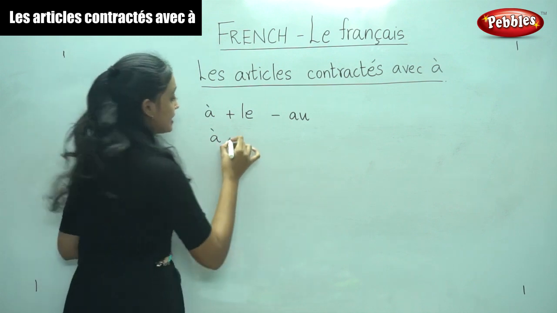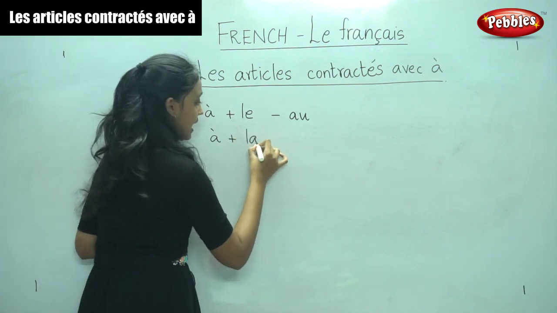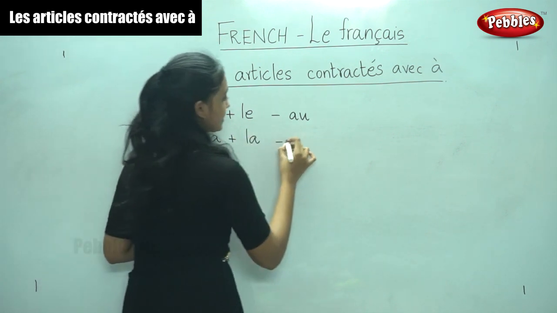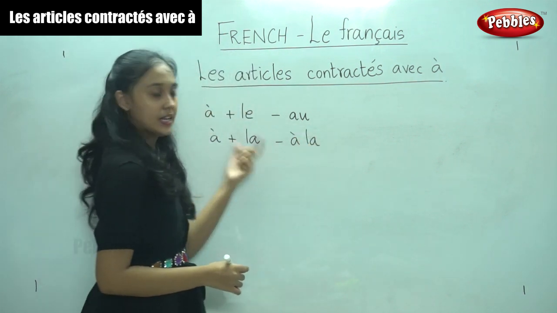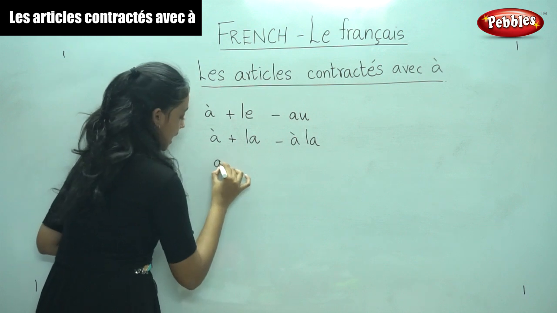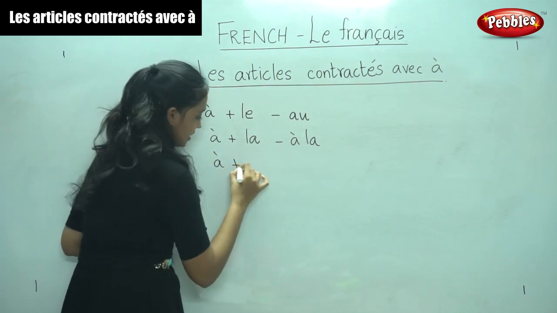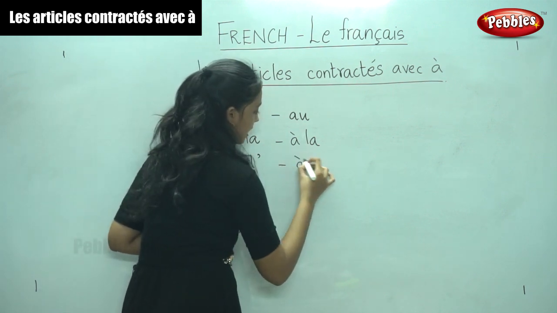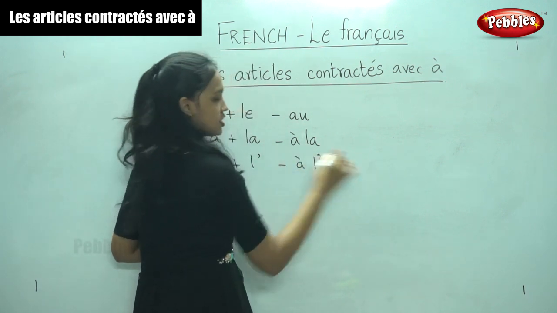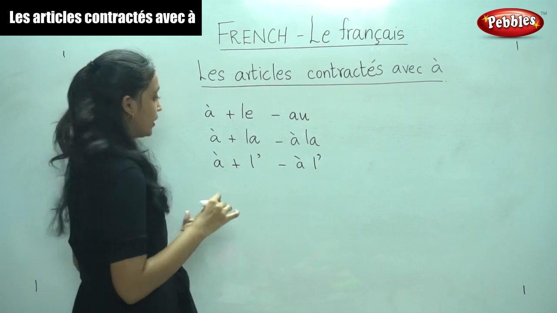When à is added with la, we write it as à la. À la. When à is added with l apostrophe also, there is no change. We write it as à l apostrophe and whatever noun.